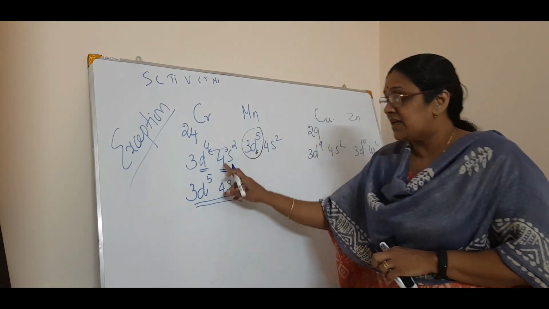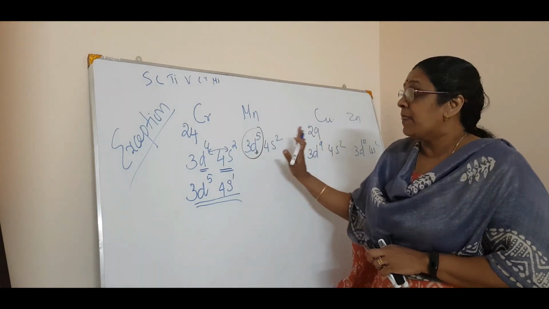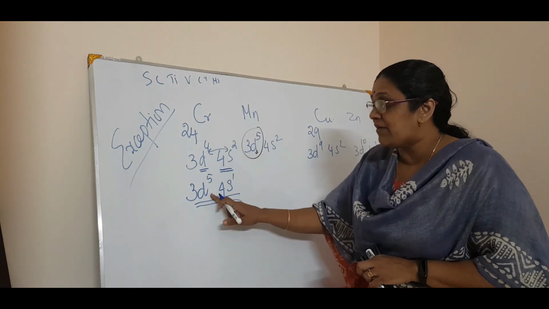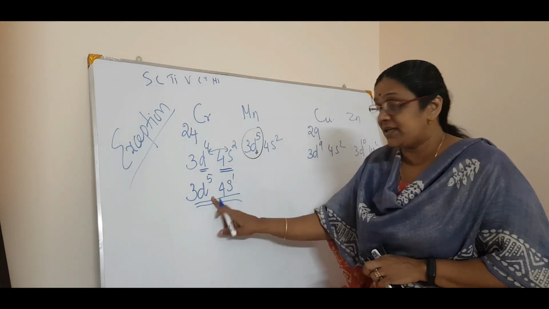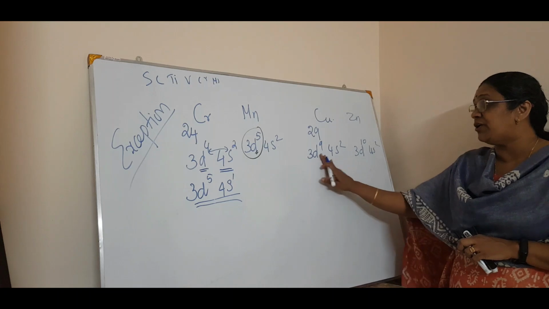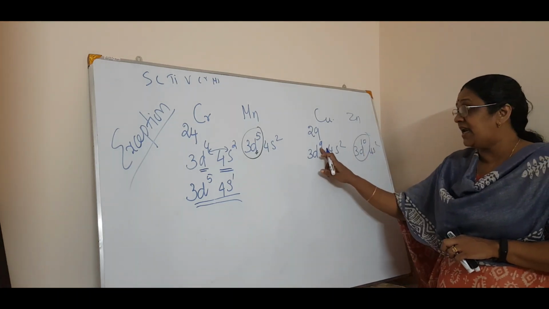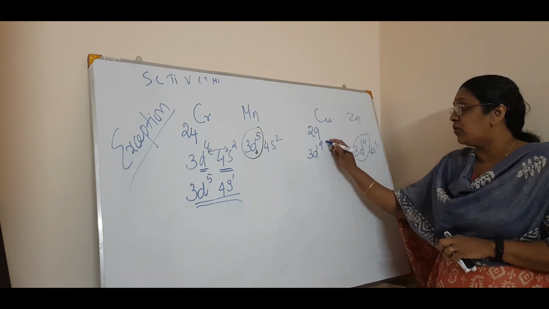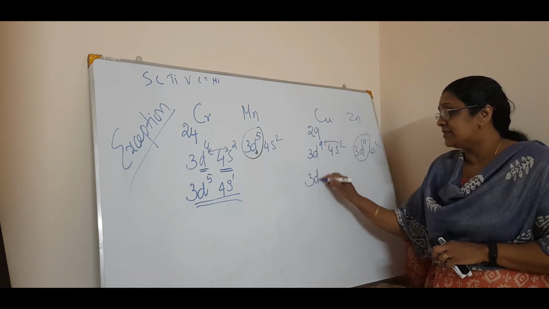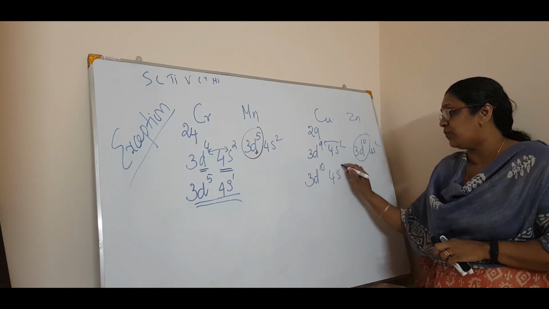So the exception is in only these two elements, right? This one will go and have a half-filled stability. Here also the same thing. This is 3d10 full-filled stability. This is 3d9 and 4s2. One will go here and it will attain 3d10 and 4s1.